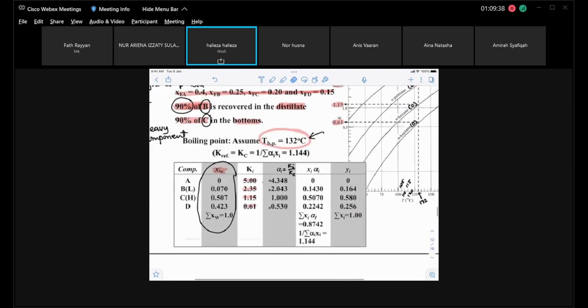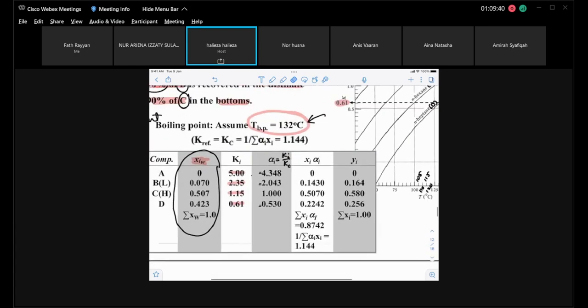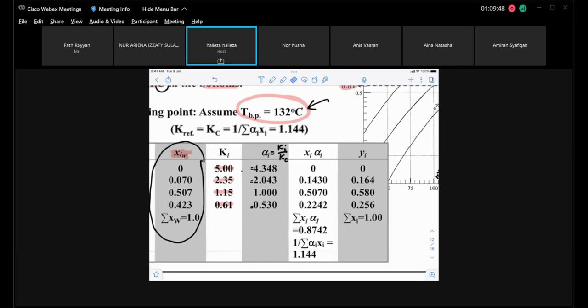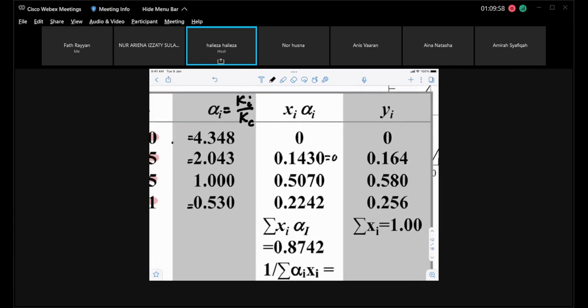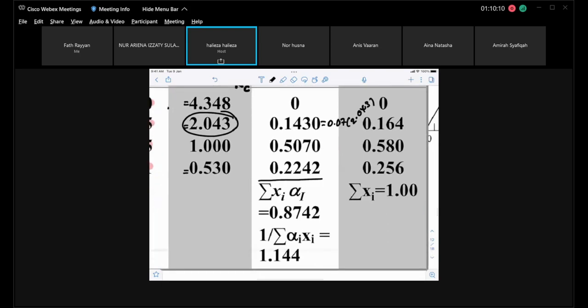So now let's look at it. Over here, I have no component A in my bottom product. So obviously there will be no value, zero value, for component A. Okay, so for the next calculation, I have 0.07 times my alpha value, 2.043. And I do that for the rest of them. And then I get my summation. My summation happened to be 0.872.